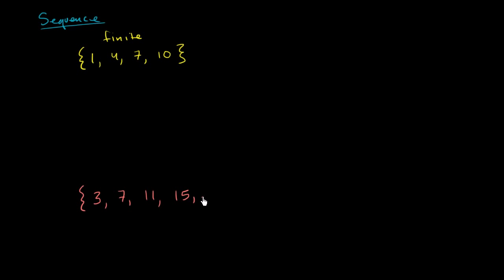But to show that this is infinite, to show that we keep this pattern going on and on and on, I'll put 3 dots. This just means we're going to keep going on and on and on. So we could call this an infinite sequence.